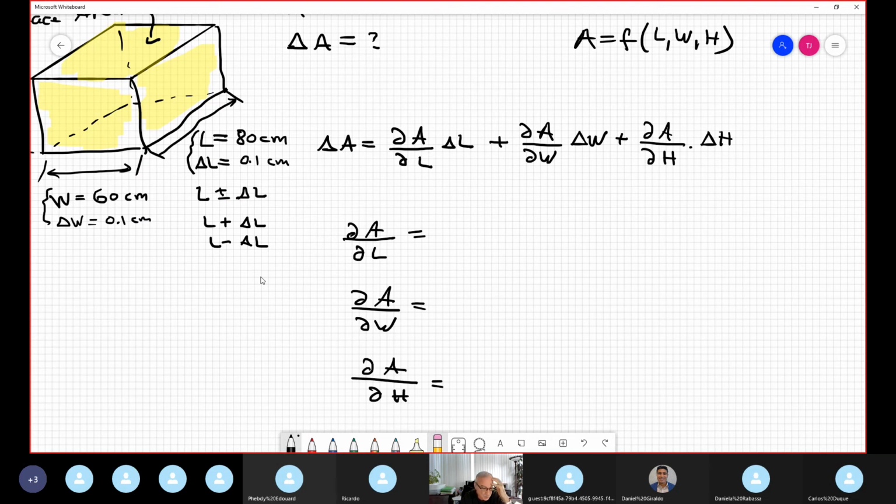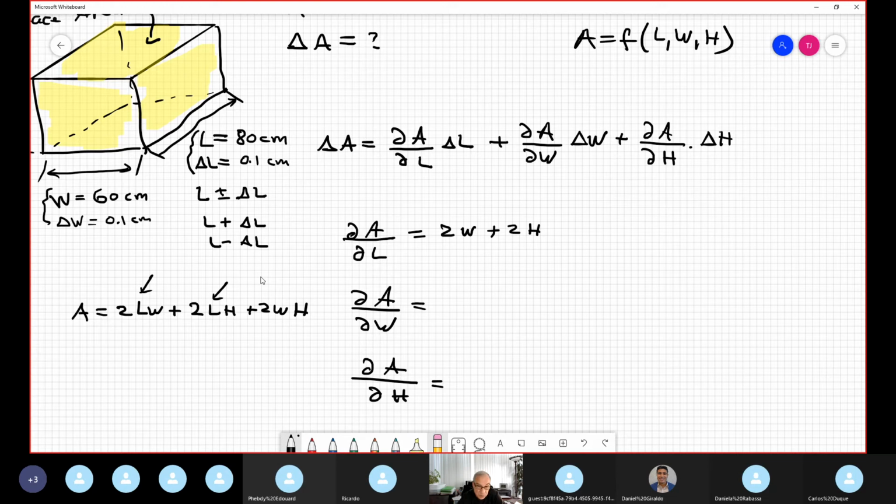I copy the formula. Our formula is A equals LW plus 2LH plus 2WH, no? Doesn't matter the order. When you compute the partial derivative with respect to L, you consider the L here and here. So 2W is obvious. You consider the rest is constant. It's 2W plus 2H. Make sense? Everyone follow me?